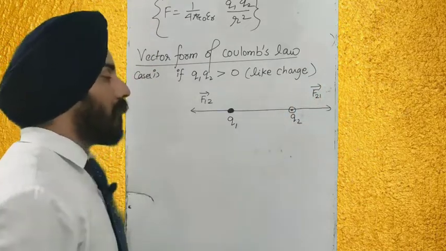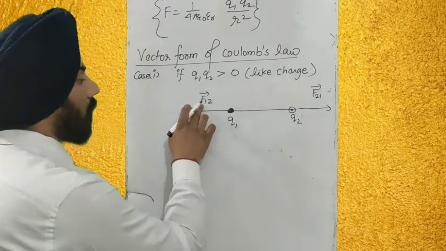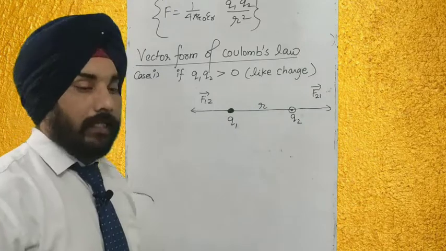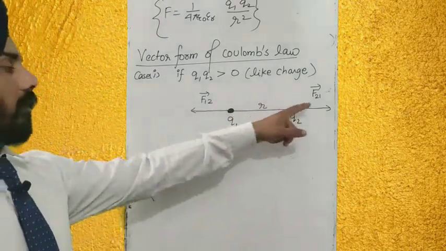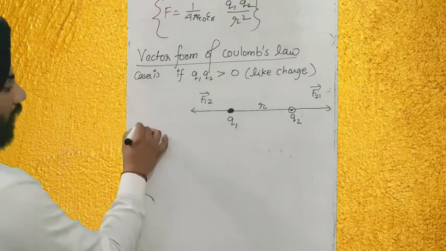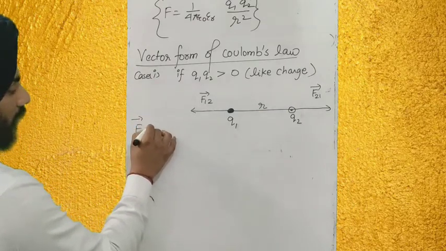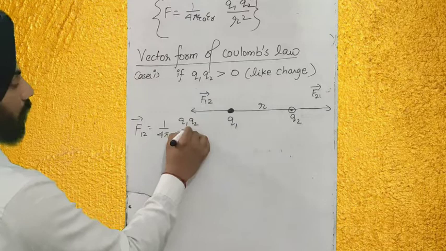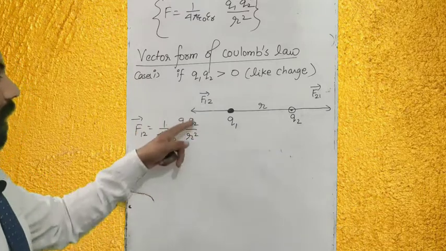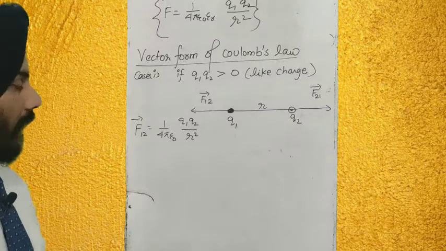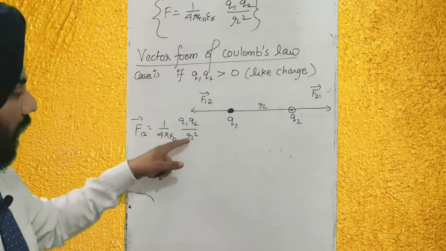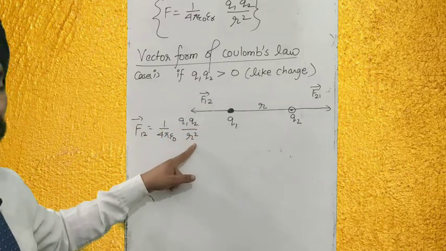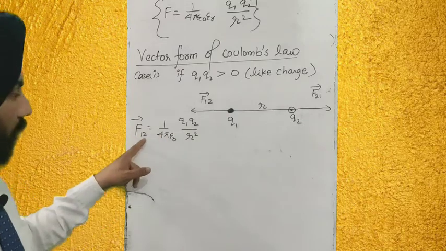The force on the second charge by the first charge, the force on the first charge by the second charge, and the distance between Q1 and Q2 is R. So both are vector quantities. Write here F12 vector is equal to 1 upon 4 pi epsilon naught Q1 Q2 upon R square. The right hand side doesn't have direction. 1 upon 4 pi epsilon naught is scalar, Q1 Q2 is scalar, R is scalar. So how to represent the direction of F12?